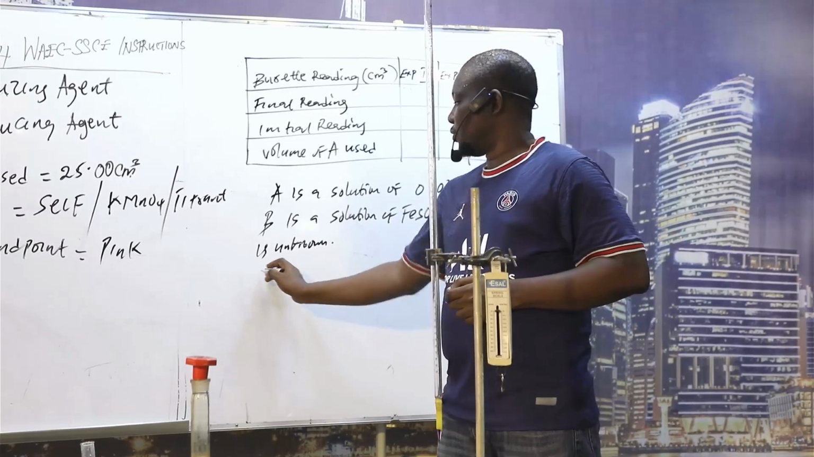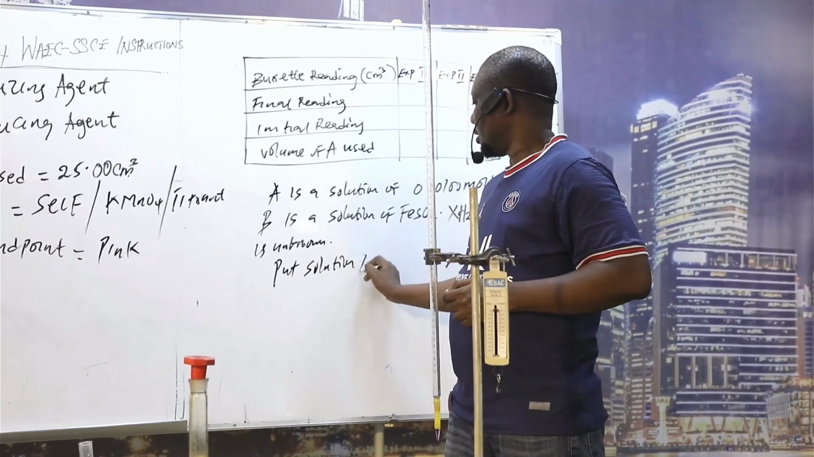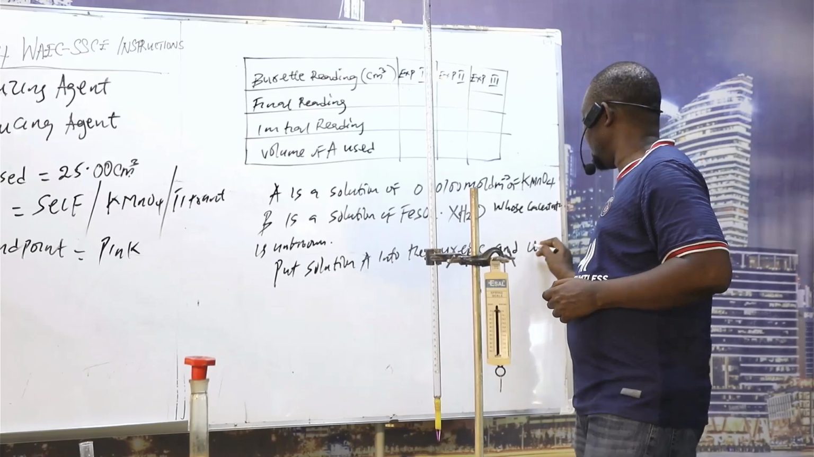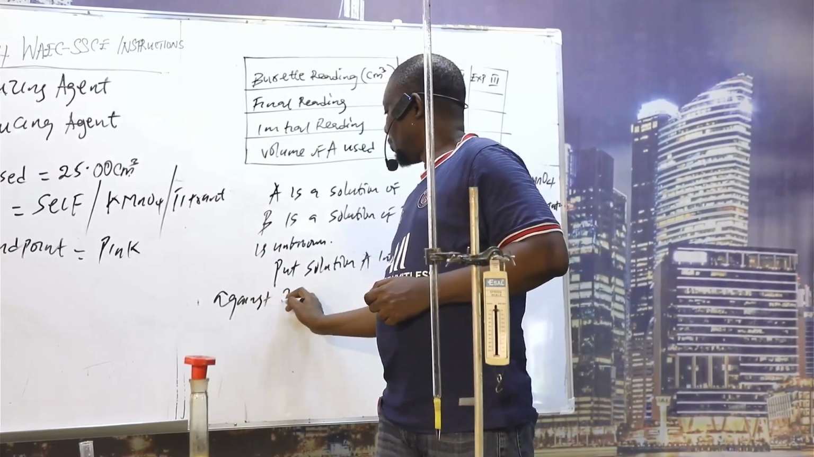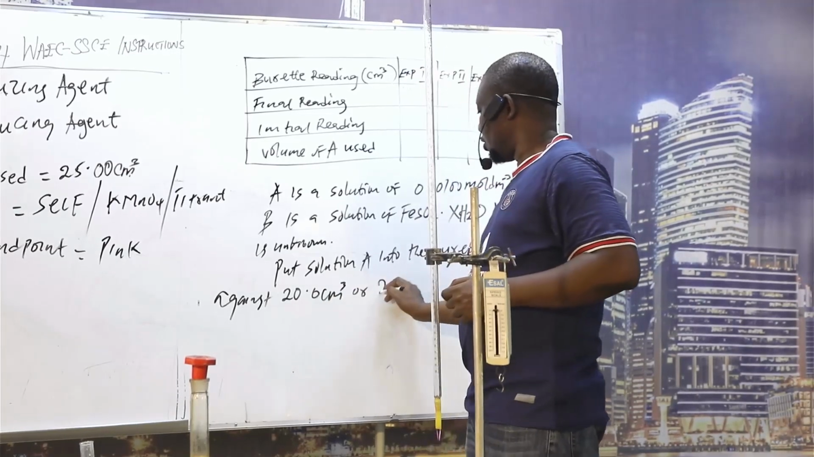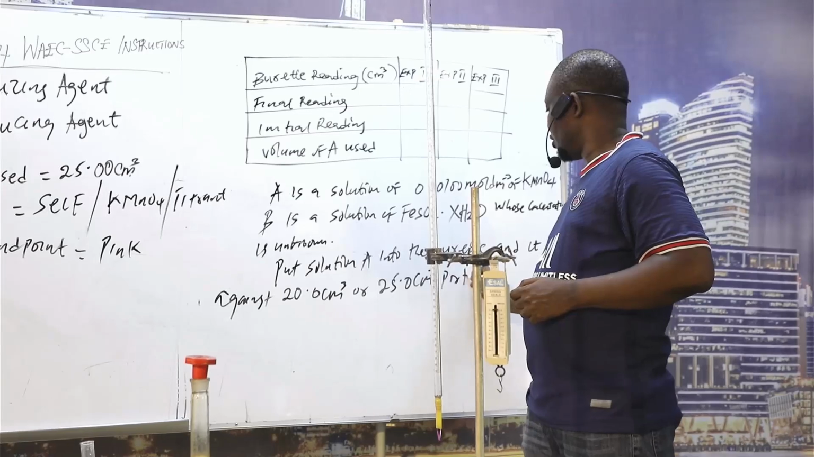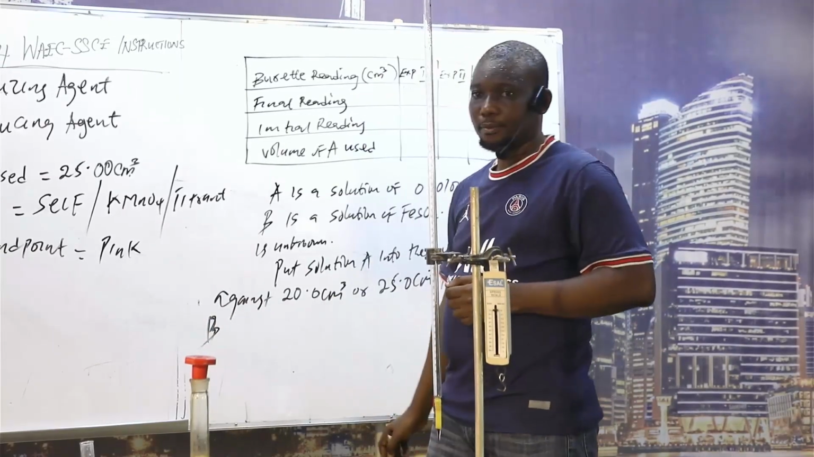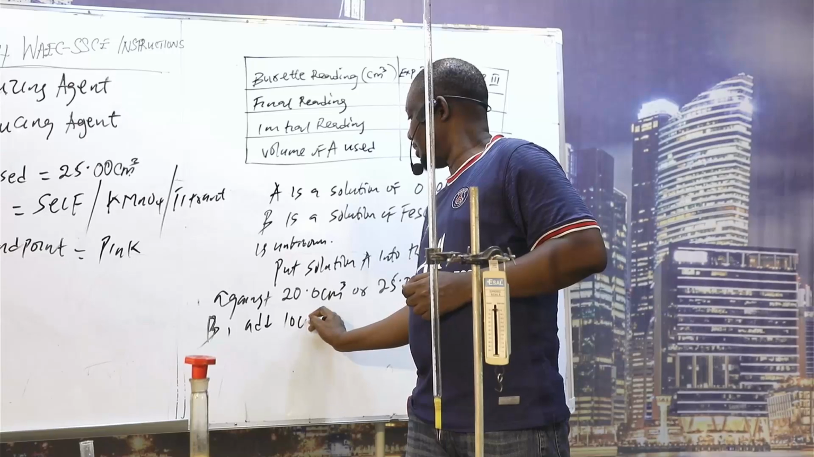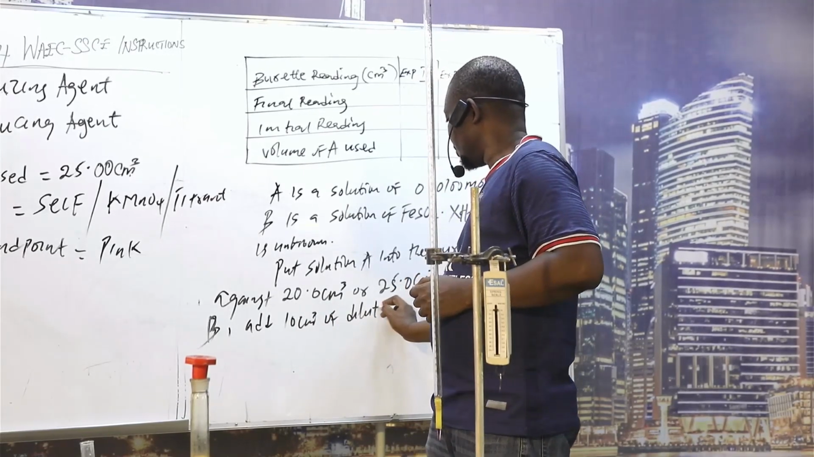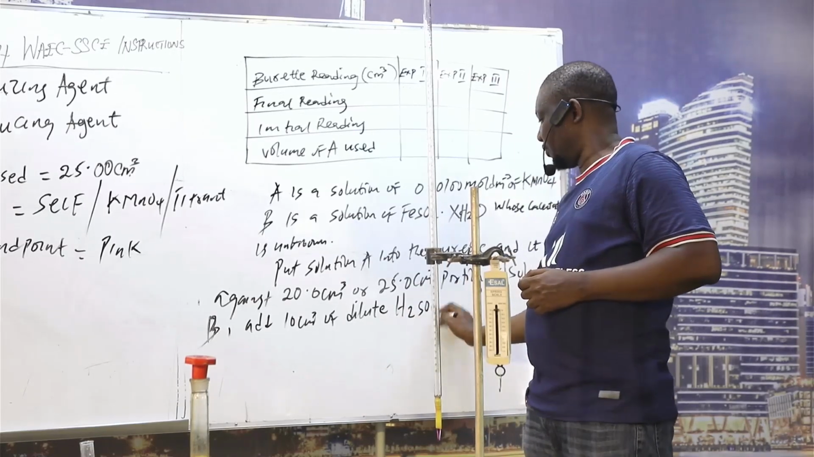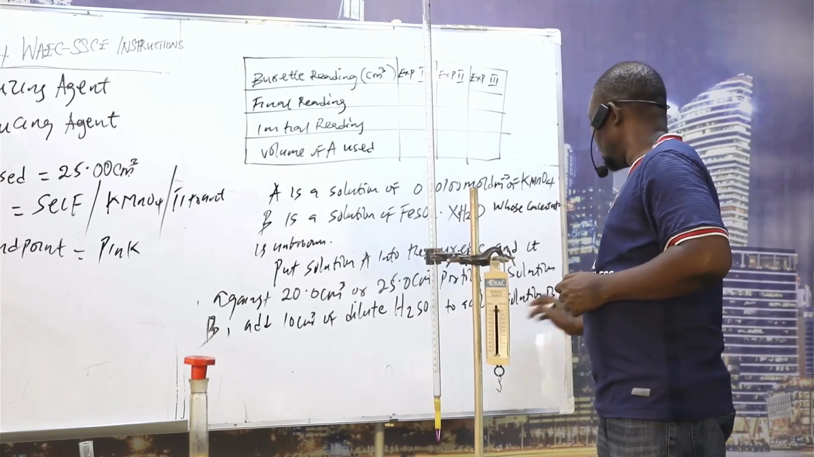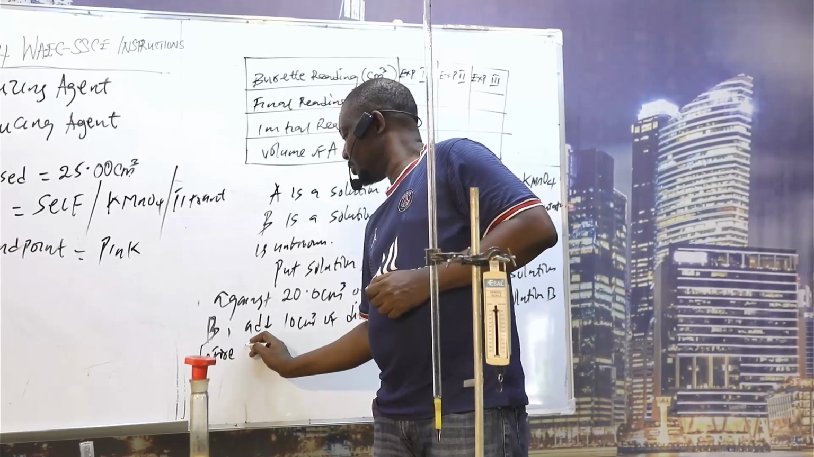Then you are now to put solution A into the burette and then titrate it against 20.0 centimeter cube or 25.0 centimeter cube portion of solution B, comma, add 10 cm cube of dilute H2SO4 to acidify solution B before titration.